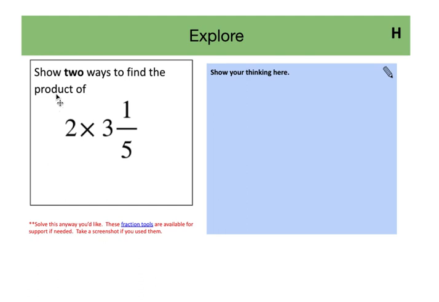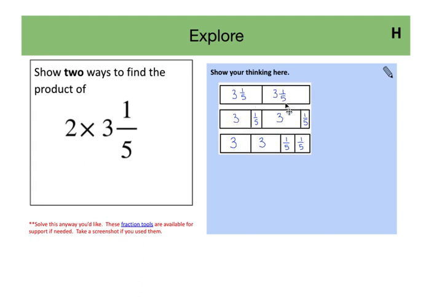So let's take a look at another problem and see if we can apply the distributive property to it. For this problem on slide H, it wants you to show 2 ways to find the product of 2 times 3 and 1/5. You can use the tools here in the link below, but also think about the 2 previous problems that we looked at and how we solved them. Pause and think. When you're ready, press play. So, how did you solve this? Did you use a model? Let's see how your model looked.